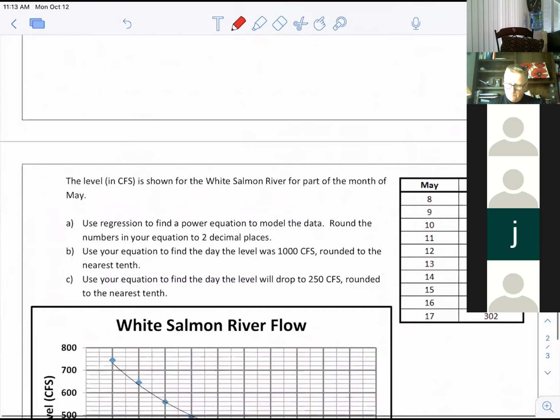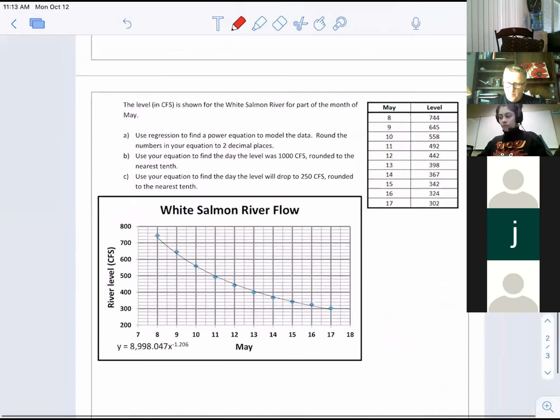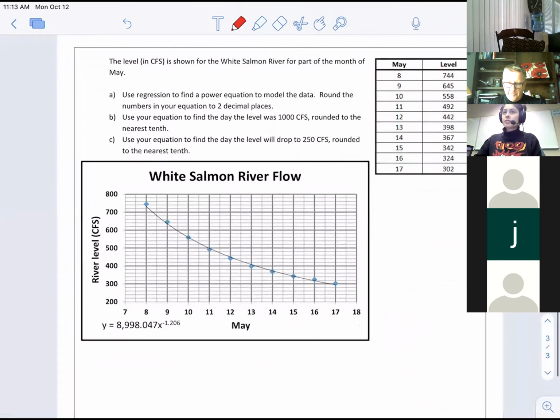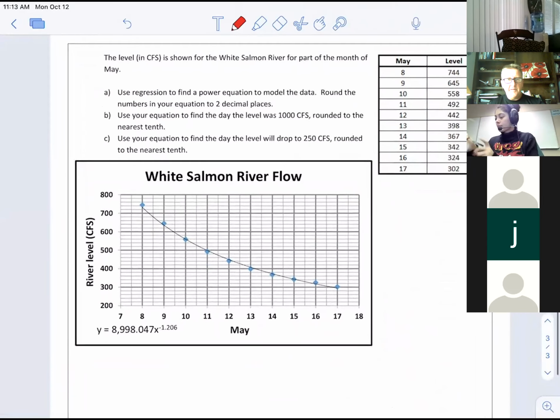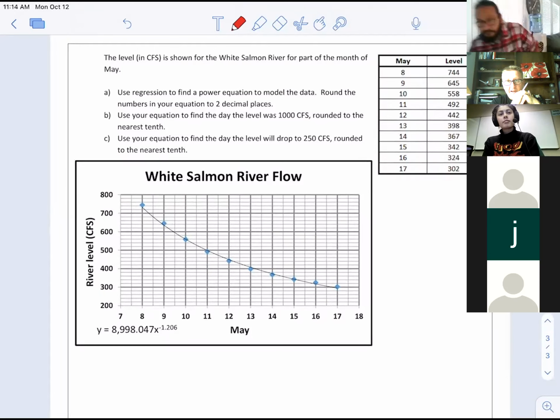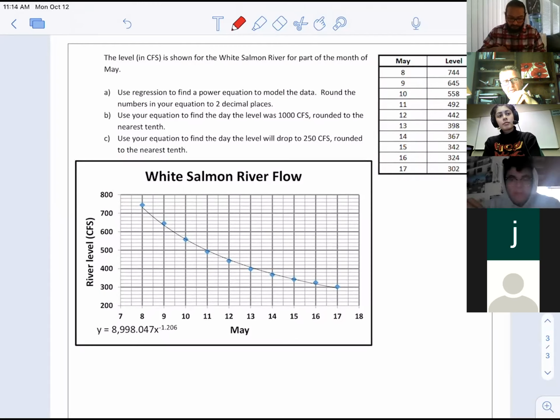So let's look at one more really quickly, because I want to give you as much chance as I possibly can to understand this. Let me give you a little bit of understanding of this. This is something I look at, not because I'm a math teacher, but because I'm a kayaker. I'm constantly watching river levels.